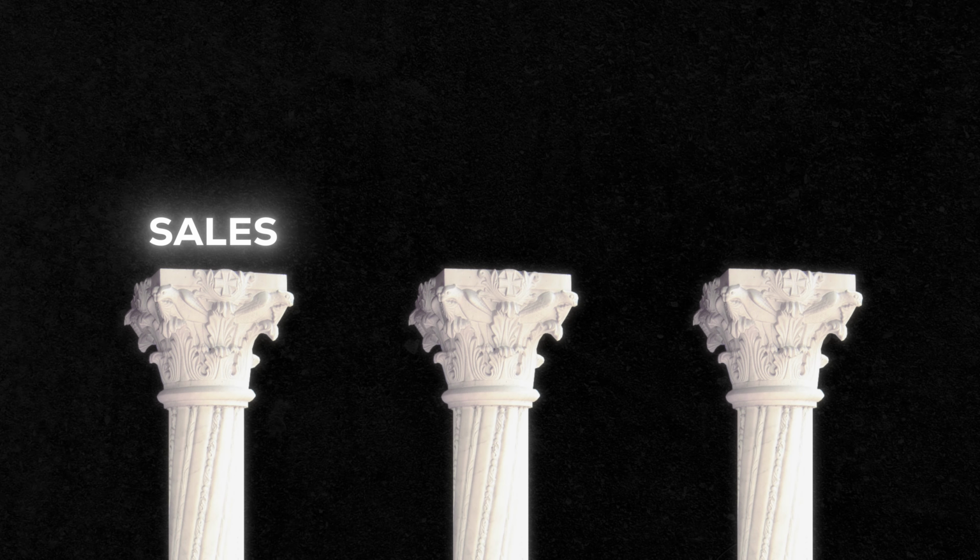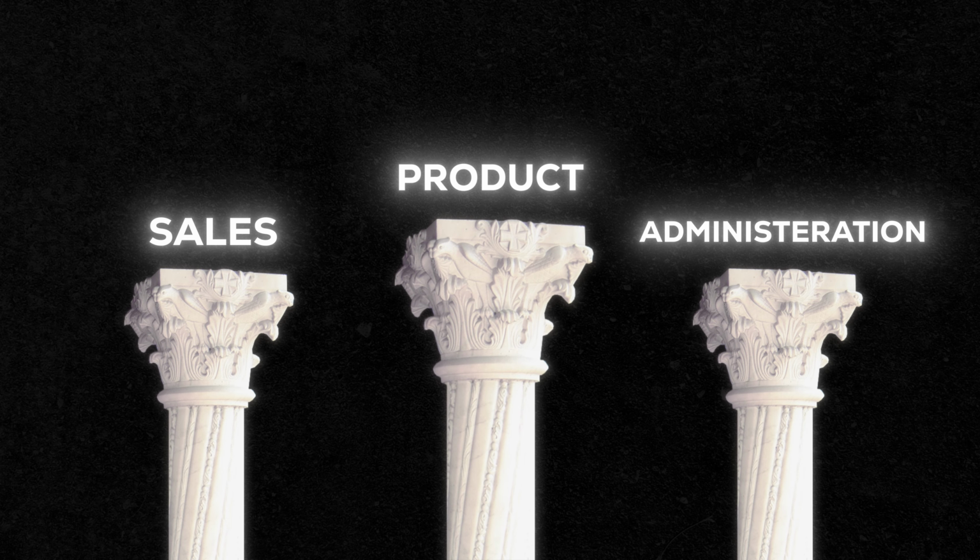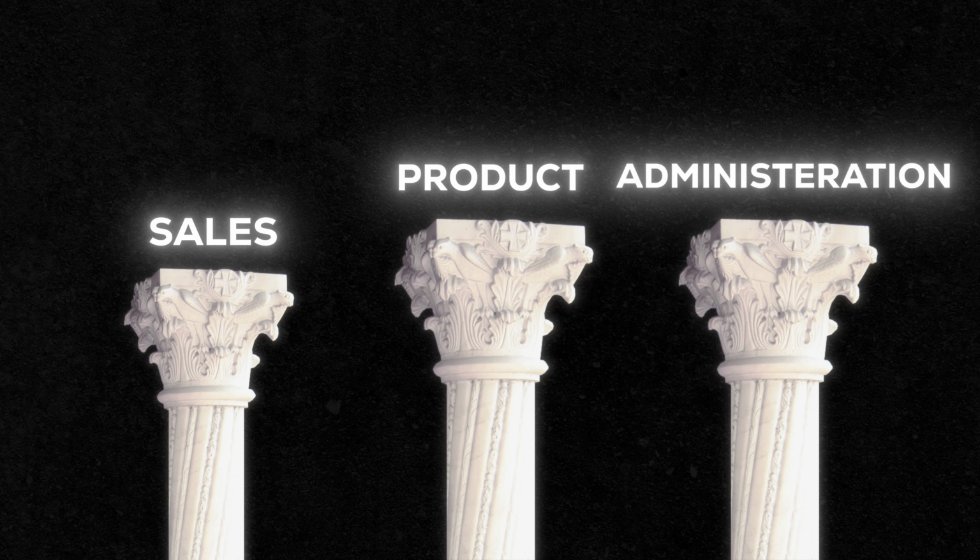There are 3 pillars to business. The first is sales, the second is the product, and the third is the administration. Now, if you have the product and the administration, that won't do you much because you actually need sales. Sales is the first thing you need to focus on. This was a hard-won lesson when I started my business.